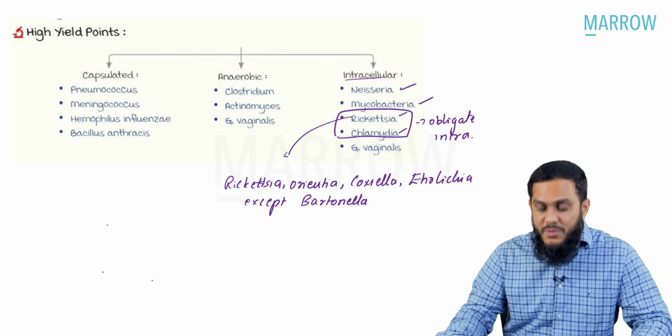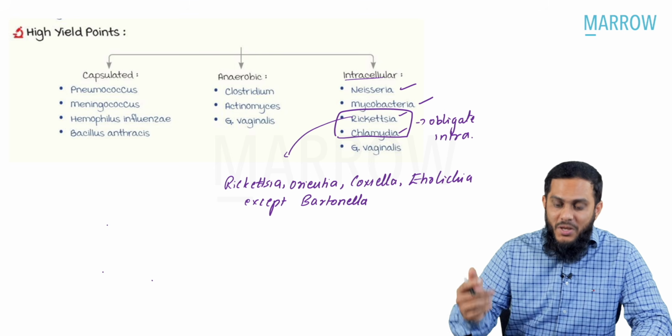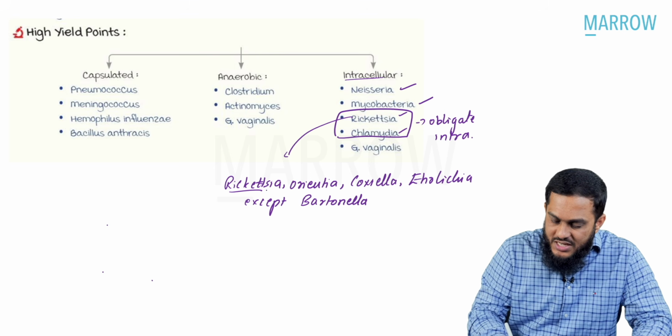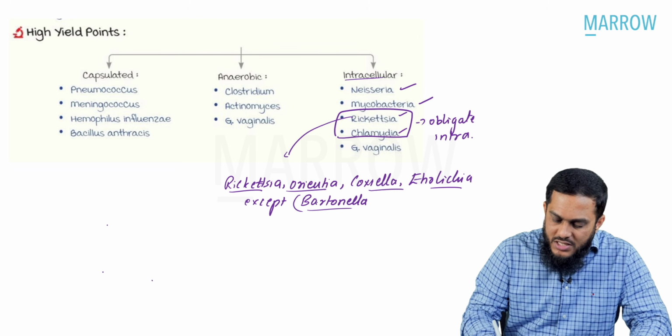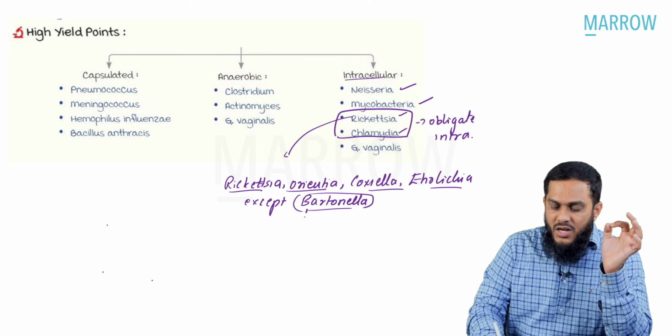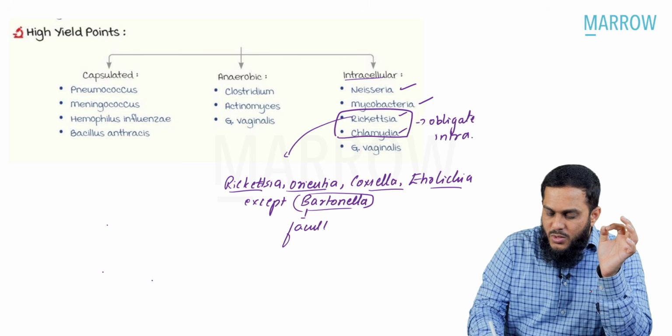So remember, we have 5 brothers of Rickettsia. How many brothers? 5 brothers. Which are those? Rickettsia, Orientia, Coxiella, Ehrlichia and Bartonella. Sir, Bartonella is exceptional. Why? Sir, Bartonella is facultative intracellular.